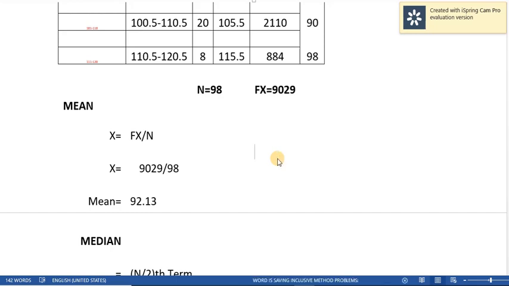Okay, let us move to the median. Before solving, we have to understand the median formula. Median formula: n by 2th term. Then median is equal to L plus n by 2 minus CF, cumulative frequency, divided by f, which is nothing but the frequency, into i, which is nothing but the difference between class intervals or the model class.